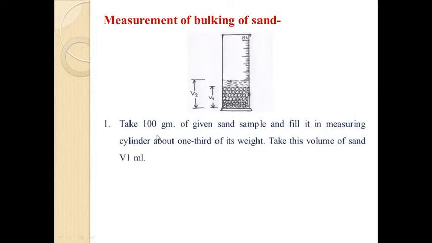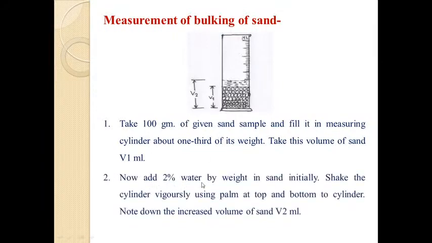First, take 100 grams of the given sand sample and fill it in the measuring cylinder, about one third of it, and note the volume of sand, that is V1 ml. So we take one third of the weight of the sand in this measuring cylinder. That is V1. Now add 2% water by weight of sand initially.